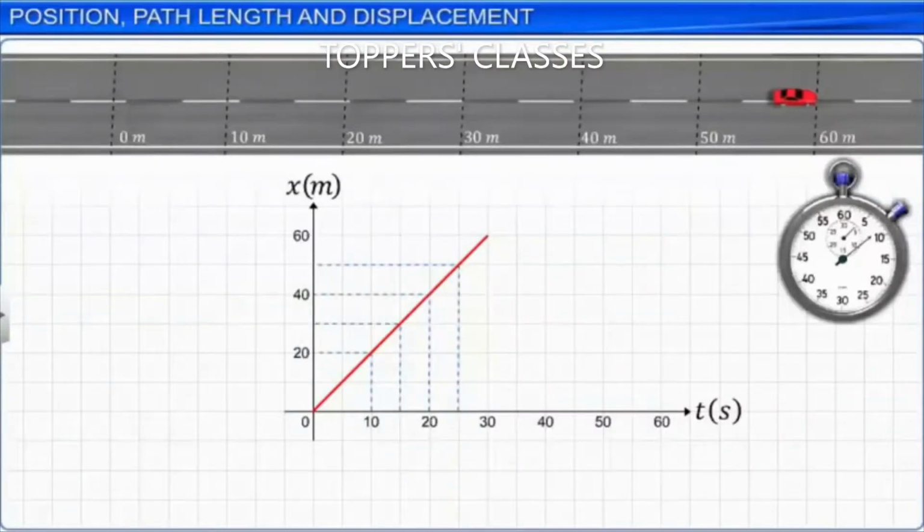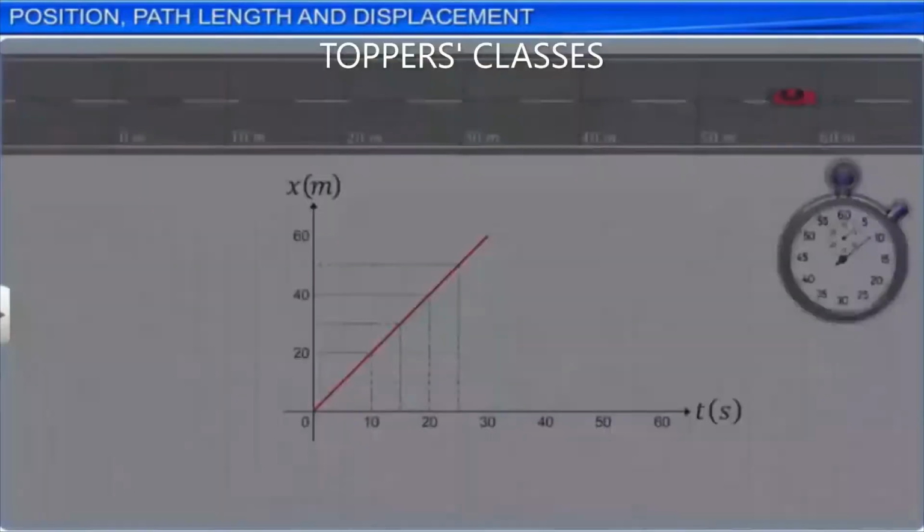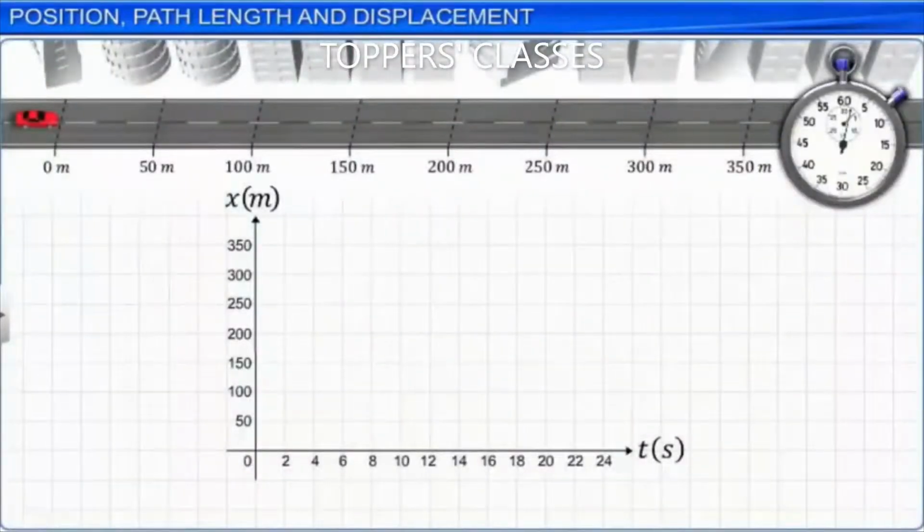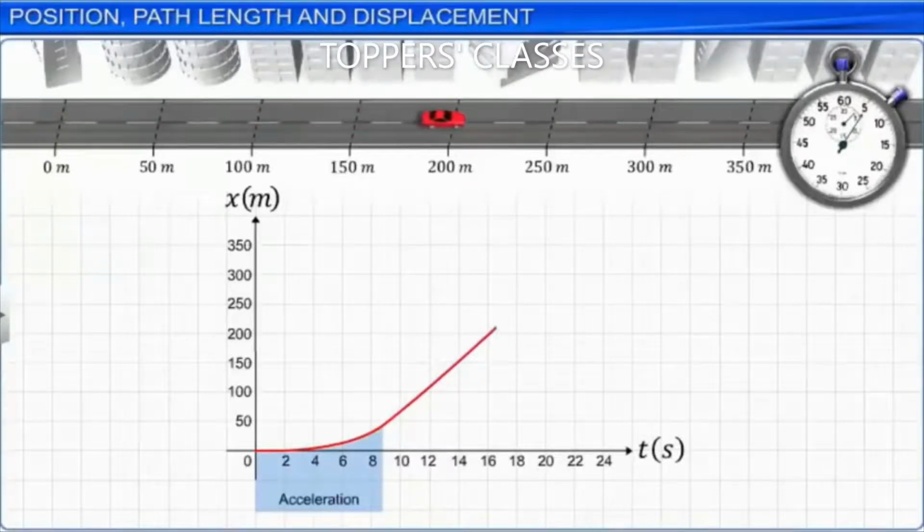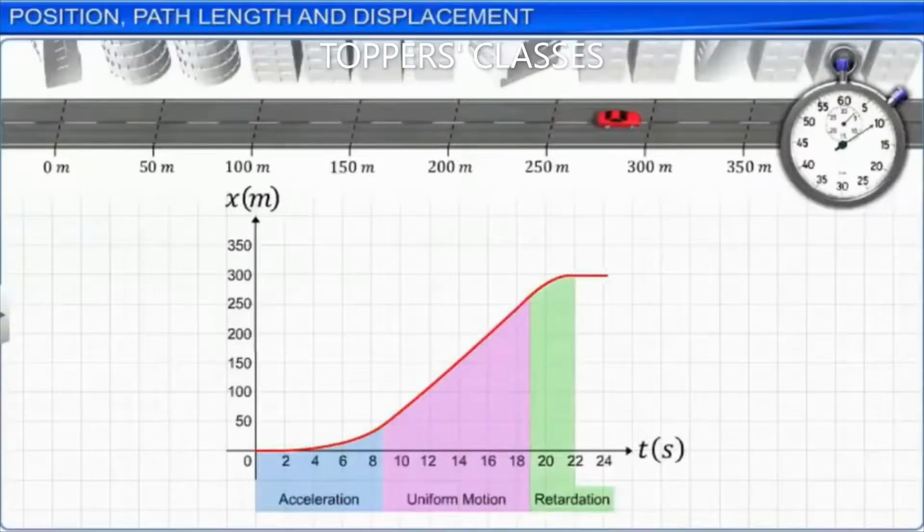If the car starts from the position of rest, picks up speed and moves with uniform speed for some time, later, the brakes are applied and its speed gradually decreases, and the car finally comes to rest, this graphical representation shows all the three types of motion, that is, acceleration, uniform motion, retardation, and back to rest.